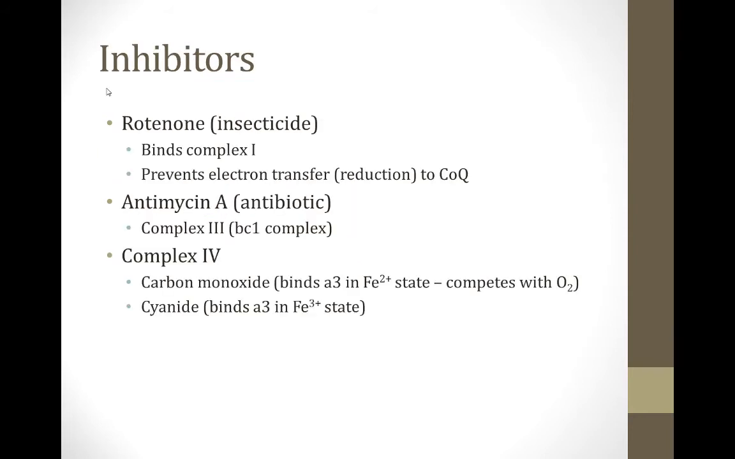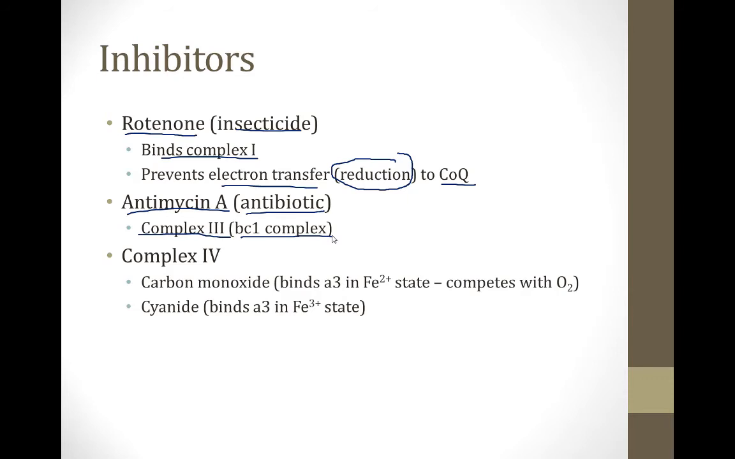There are a couple of inhibitors of the electron transport chain you should know about. The first one is called rotenone. It's an insecticide that binds complex 1 and it prevents electron transfer to coenzyme Q. It's described as an inhibitor of the reduction of coenzyme Q. Another inhibitor of electron transport is antimycin A. It's an antibiotic that is not used clinically. It can bind to complex 3, the BC1 complex.